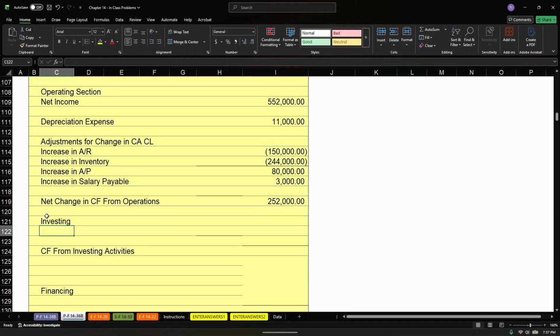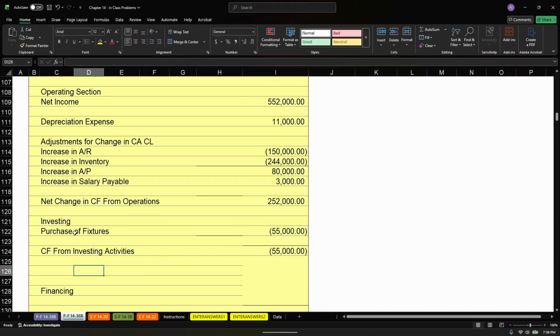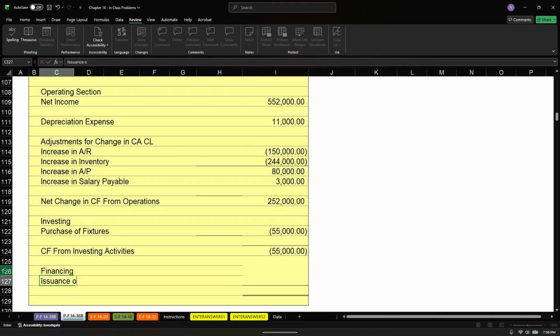What was the one transaction made for investing? We had the purchase of fixtures. That was a negative 55,000. That was the only investing activity. What about financing activity? Yes, we had issuance of common stock. What else? There's one more. Yes, dividends, payment of dividends.